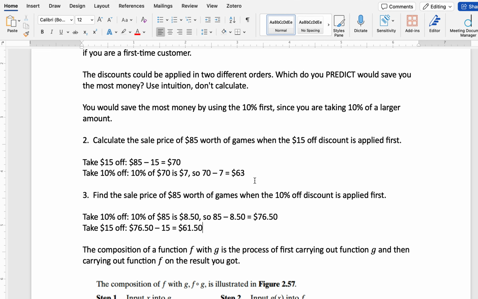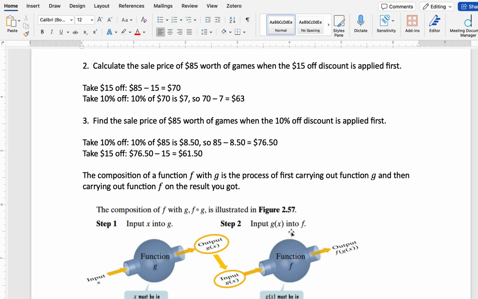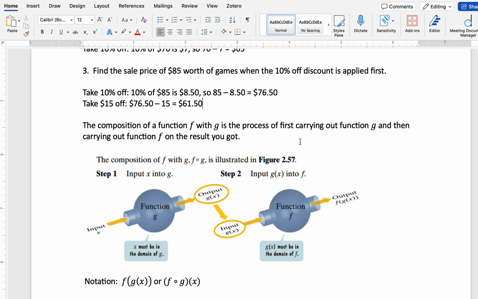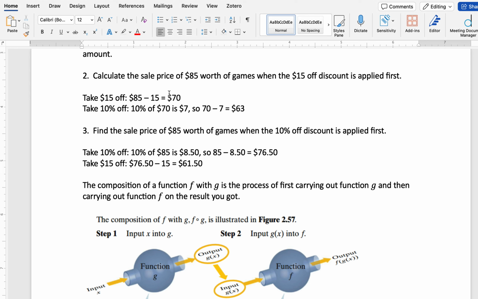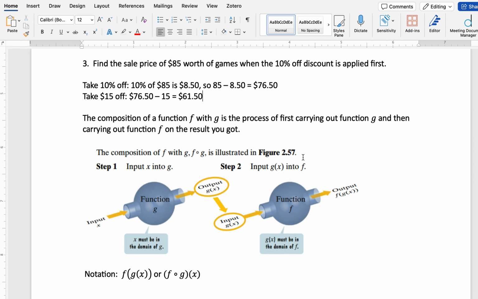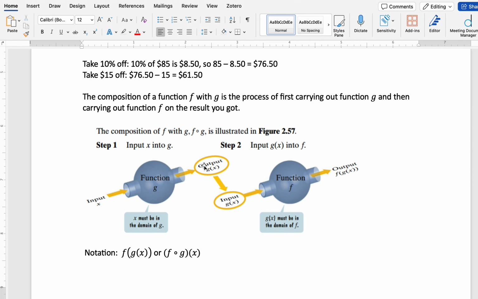So it does matter what order we apply the coupons in. And this is an example of a composition of functions, where we first carry out function g and then carry out function f on the result. So in this case, our first function was subtracting 15, and our second function was taking 10% off of the result, or multiplying the current purchase price by 0.9. So when we do a composition of functions, we input into function g first, and then we get our output that becomes the input into function f.